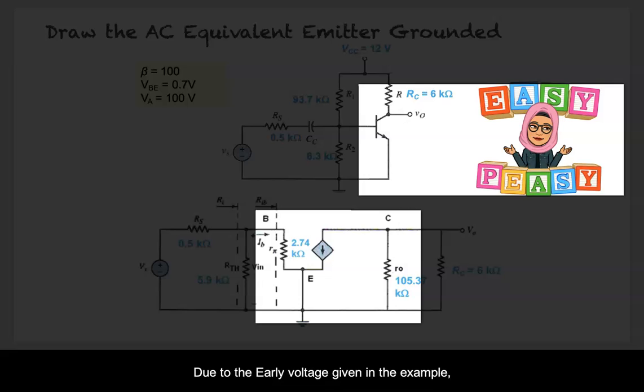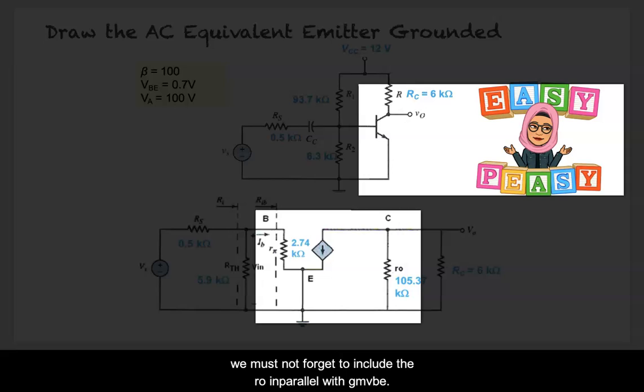Due to the early voltage given in the example, we must not forget to include the RO, which is in parallel with GMVBE at CE terminals. Then we can proceed to complete the rest of the circuit.